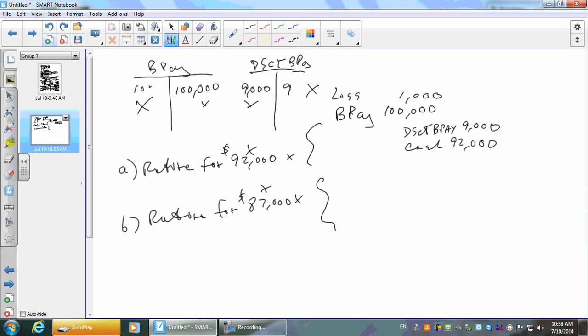What about retire for 87,000? Anybody want to credit cash for 87,000? What else do you want to do? Of course, debit bond payable, because you don't have the bond payable anymore. It's the same thing. Credit discount for 9,000. Discount on bonds payable. You got it. Credit gain of 4,000.